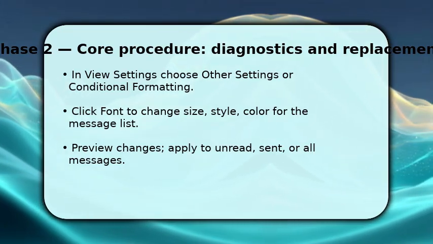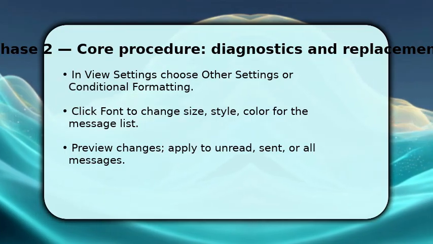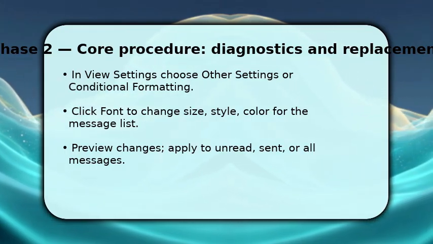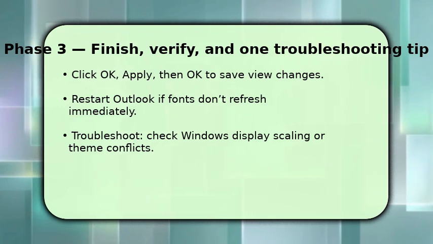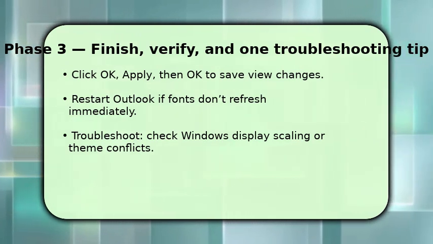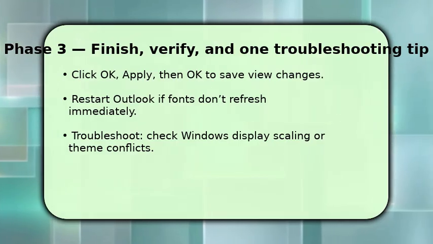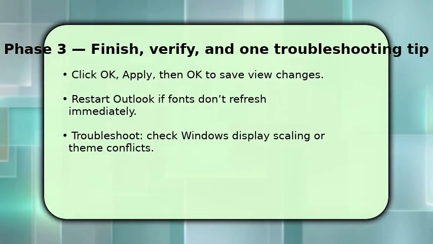Make sure to preview because the list updates immediately. If it looks off, pick a smaller increment and reapply. To finish, click OK, then Apply, then OK again so Outlook saves the new view. You'll see the larger font in the message list right away. If not, restart Outlook to force a refresh.